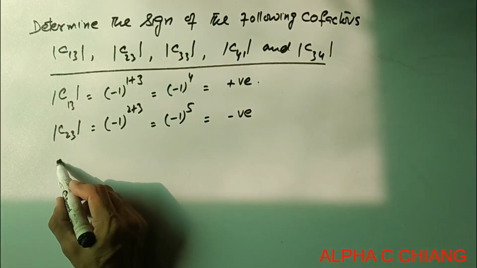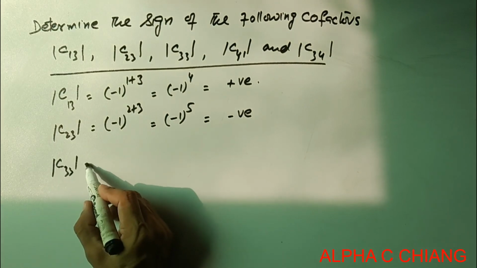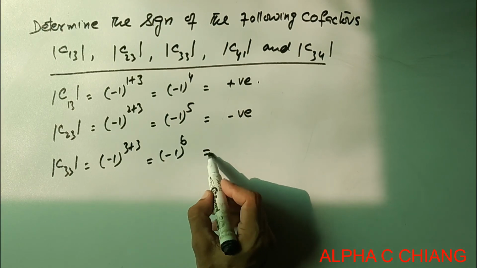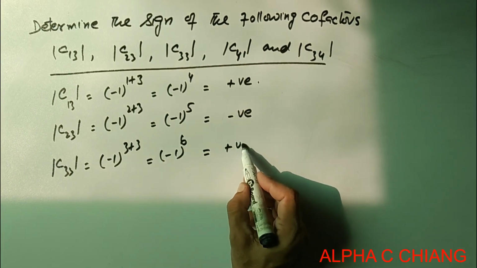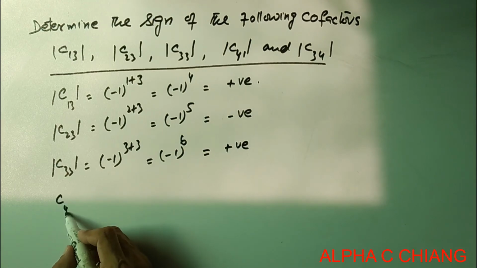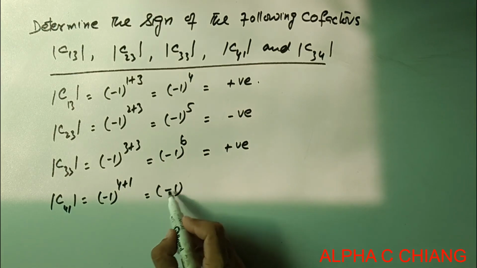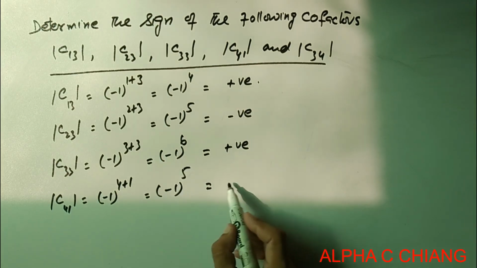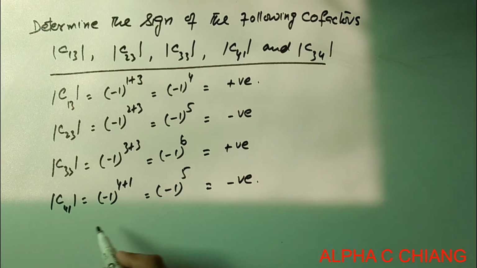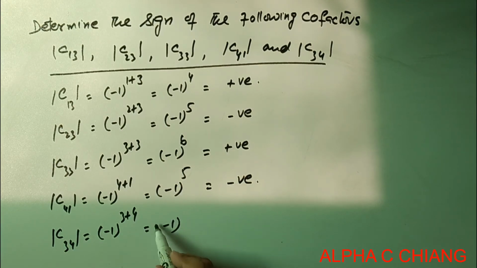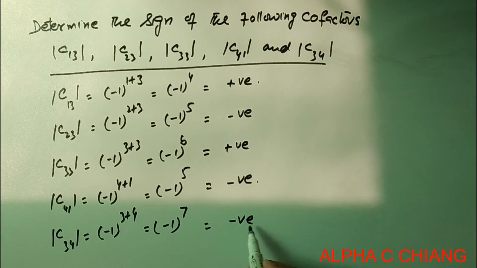Now see similarly, C33, minus 1 raised power 3 plus 3, minus 1 raised power 6. That is again even, so positive. C41, minus 1 raised power 4 plus 1, minus 1 raised power 5. That is odd, and odd is negative. And lastly, C34, that is minus 1 raised power 3 plus 4, minus 1 raised power 7, so negative. So these are the answers of the following cofactors.